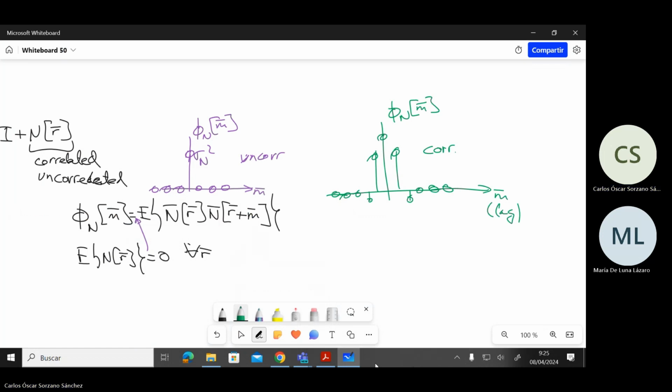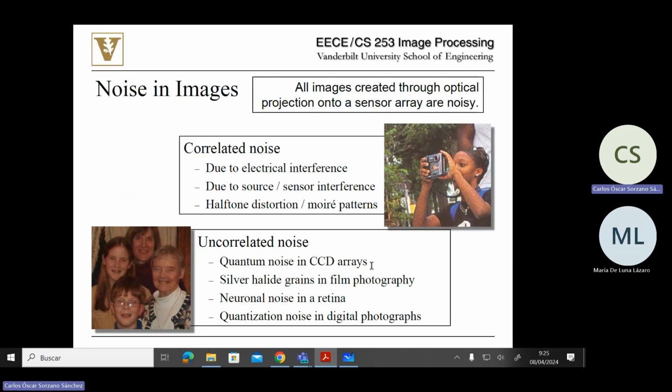Okay, so which are the noise sources that we have? For instance, electrical interference with a sensor or a nearby source, or these half-tone distortions, when we were thinking about these rosettes, we will bring that up at some point. We have some moire pattern. So given a noise at a point, I can tell you what the noise is if I rotate 60 degrees.